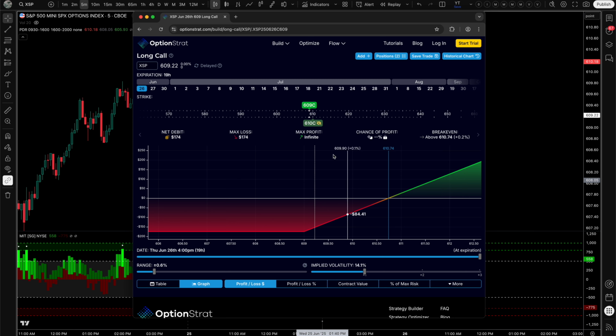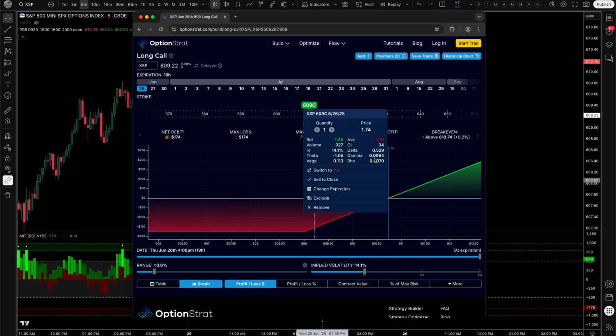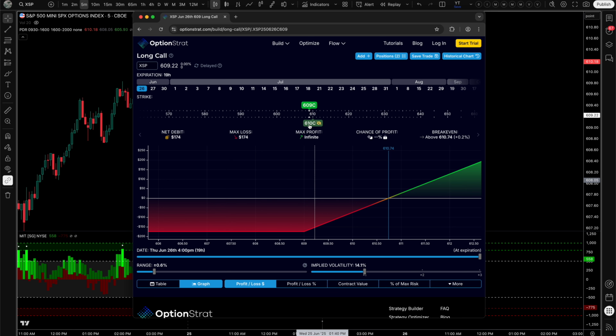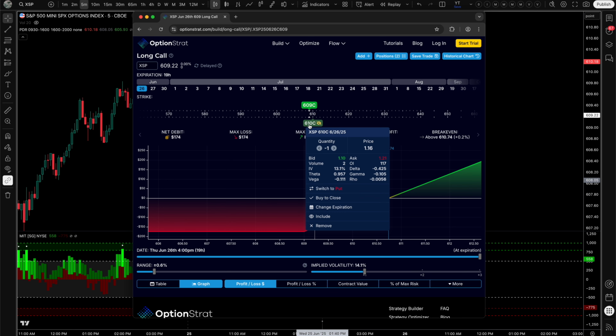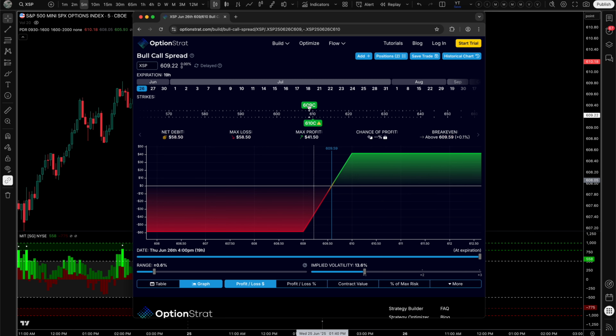We're risking 174 to make $20. That's not good. Not to mention the delta is telling us it's a coin toss basically. It's 50-50. So how can we fix that? We sell a call against this. We're going to sell the 610 against the 609, and since it's higher, we can make money past 609 until 610. Okay, now look at our max loss. $58.